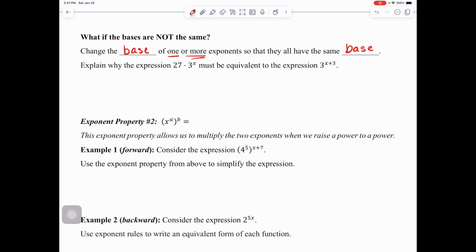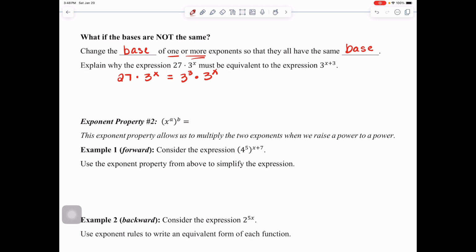They want us to explain why the expression 27 times 3 to the x must be equivalent to the expression 3 to the x plus 3. So what we're going to do is start with what they gave us, 27 times 3 to the x. And as you can tell right now, our bases are not the same. So if that happens, we want to change one or both of them. In this case, if I look at 27, I know 9 times 3 is 27, but I know 9 can be made from 3 times 3. So 27 is really the same as 3 to the 3rd power. And now this becomes 3 to the 3rd power times 3 to the x.